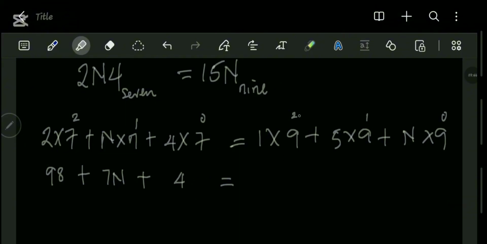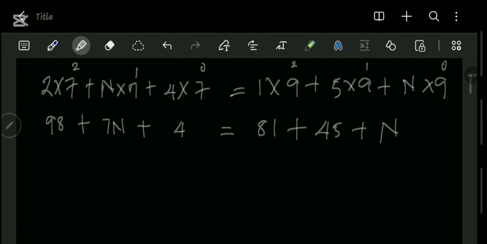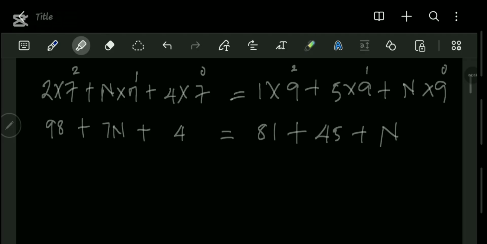Then 9 to the power 2 is 9 times 9, that's 81. And 81 times 1 is still 81. And then 9 to the power 1 is 9. 9 times 5 is 45. Plus 9 to the power 0 is 1, and 1 times n is n. So what do you notice? It has become a linear equation here.